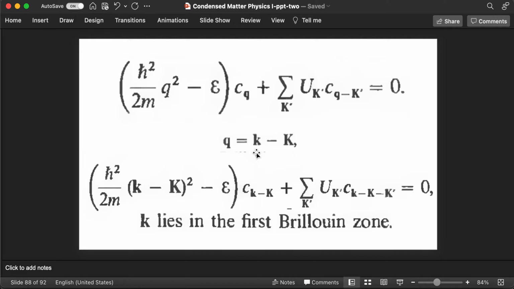This is done to ensure that the new vector k lies within a primitive cell of the reciprocal lattice. The smallest primitive cell of the reciprocal lattice is basically called the first Brillouin zone. And we will assume that this kind of rewrite will ensure that this wave vector k lies within the first Brillouin zone.